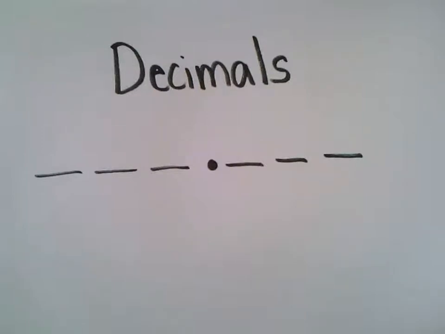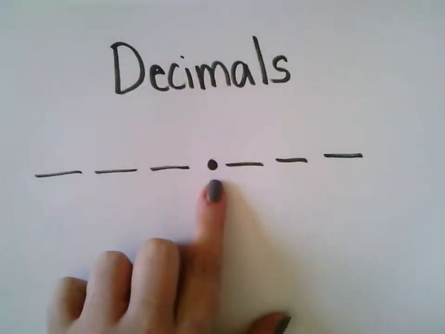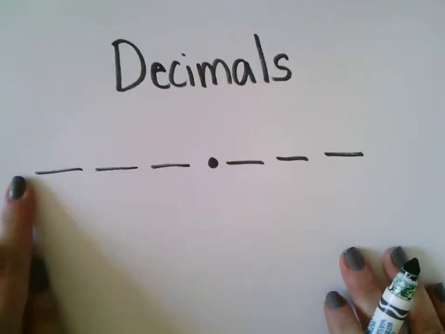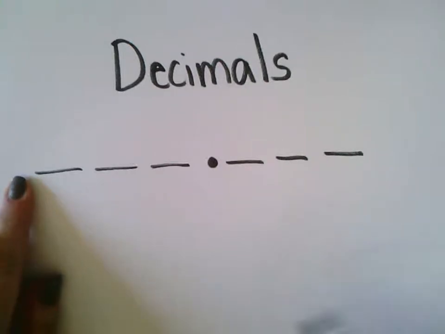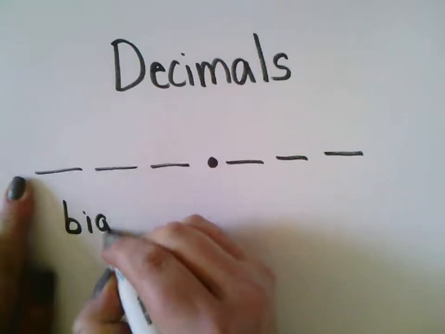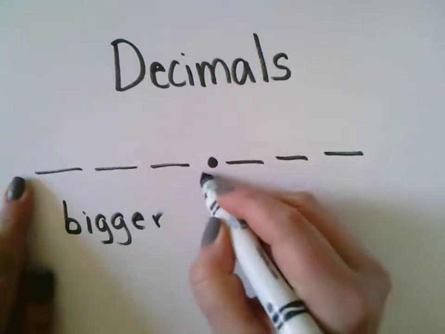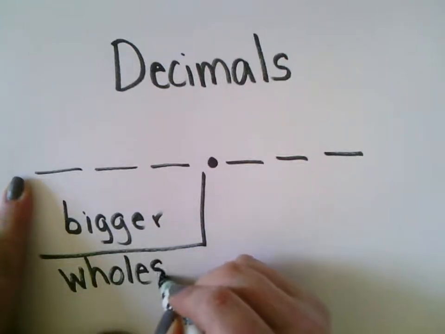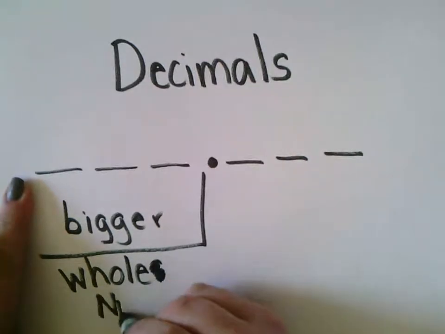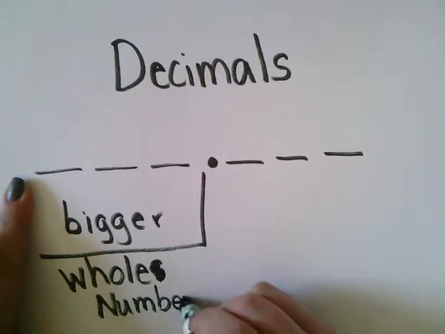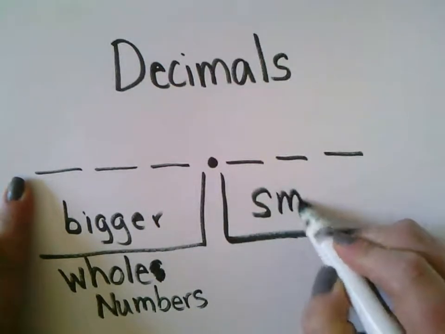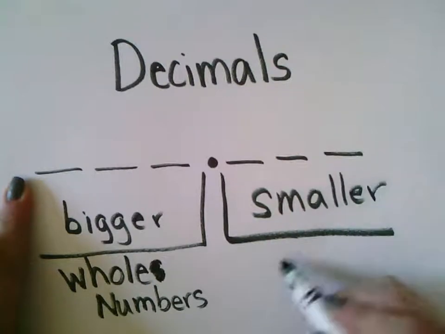So when we are working with decimals, we have our decimal point. And if you remember, the numbers that go to the left of the decimal, are they bigger or are they smaller? Right, they are bigger values. So these are bigger values because these are considered whole numbers. So if these are the bigger numbers, or the ones that have a bigger value, then this side must be smaller and they must be part of a whole.